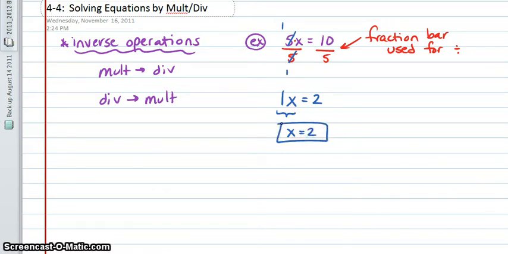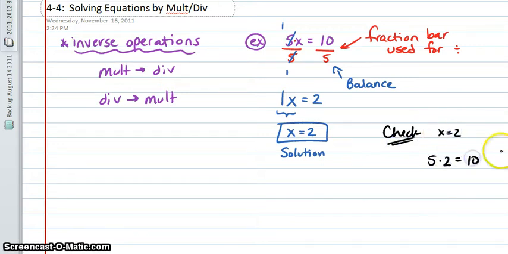I do expect you to show the balancing step on each side of the equation. I expect you to write your variable in the solution as well. We can check this by substituting 2 back into that original equation. 5 times 2, does it equal 10? Yes, it does.